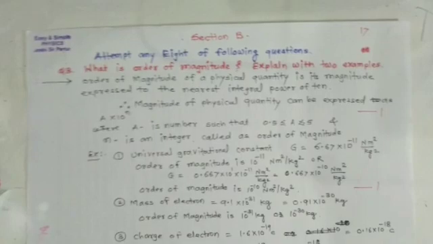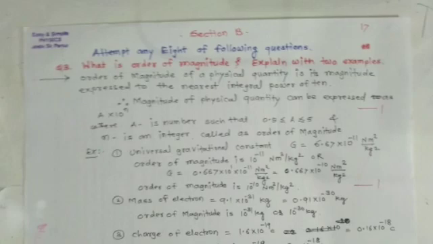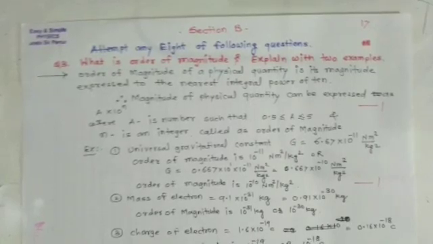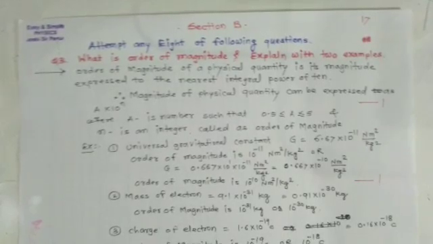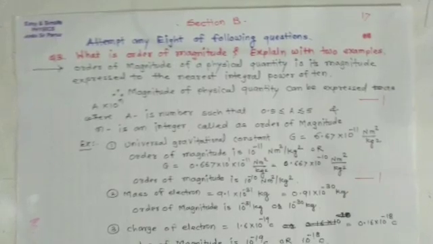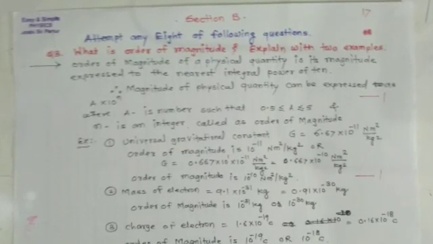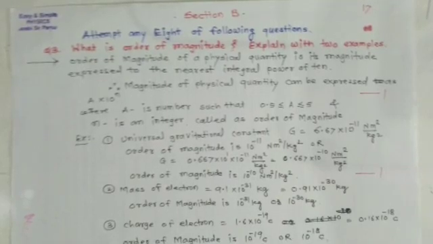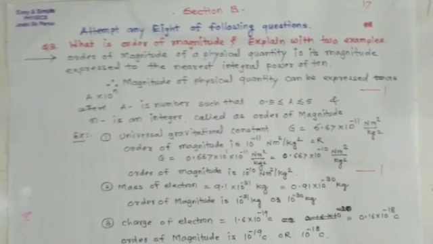Now see section B. Attempt any 8 of the following questions. Each question carries 2 marks. So question number 3. What is the order of magnitude? Explain with 2 examples. Answer: the order of magnitude of a physical quantity is its magnitude expressed to the nearest integral power of 10.